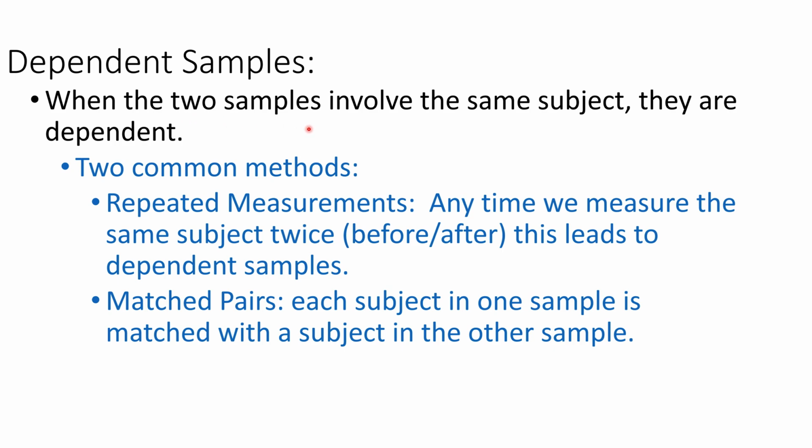When the two samples involve the same subject, they are dependent. There are two common methods to get dependent samples. We could use what we call repeated measurements. Anytime we measure the same subject twice, before time and after time, these methods will lead to dependent samples. Second, we could use matched pairs. This means each subject in one sample is matched with a subject in the other sample.